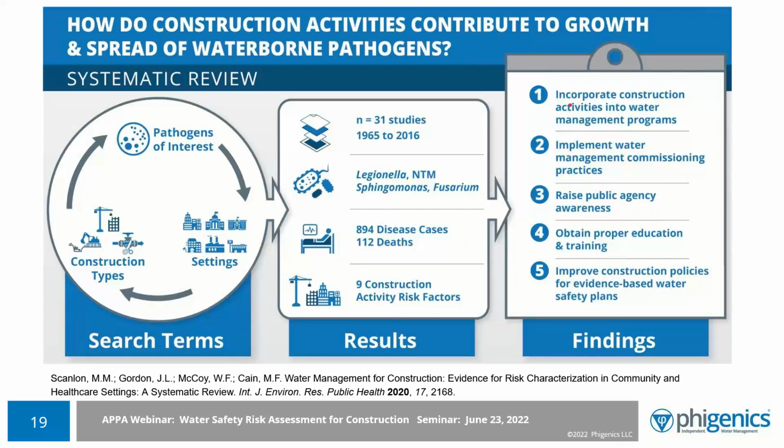Our recommendations from this study were that we really need to incorporate construction, as explained in these standards, more widely in a water management program and its understanding. We need to start implementing these construction and commissioning practices. We need to raise public agency awareness. We need to do proper education and training, something we're doing today, thanks to APPA. And then we need to look at evidence-based policies for water safety. We don't need to make it up. We can follow the literature and see how we're supposed to be doing it.